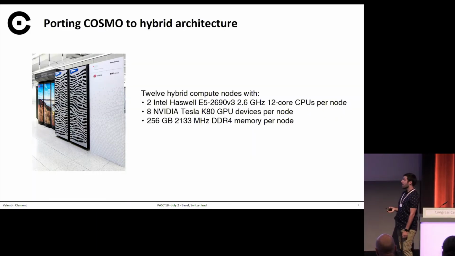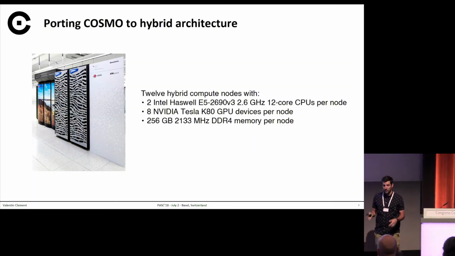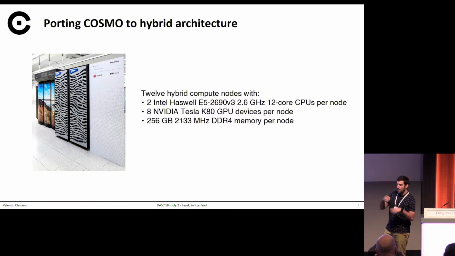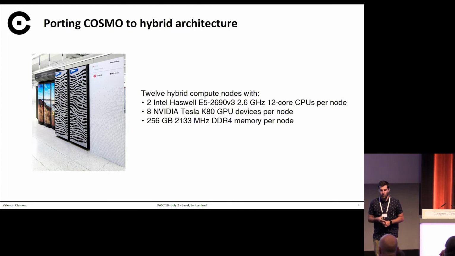It all started when MeteoSwiss decided to port the COSMO weather and climate model to a hybrid computer. They decided to do that for several reasons. They increased the resolution of the model. They went from a single forecast to an ensemble forecast, and so on. So they needed much more compute power, and for that, they needed about 40 times the size of the previous computer.